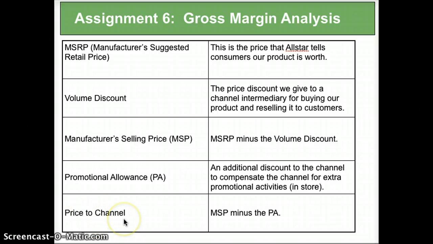This price to channel is what you're making from the sale of your product, and is what the drugstore, the grocery store, and the mass merchandiser are paying you to obtain the product. This is not their selling price, right? They're going to have some kind of markup before they sell to the end user or the consumer, okay?